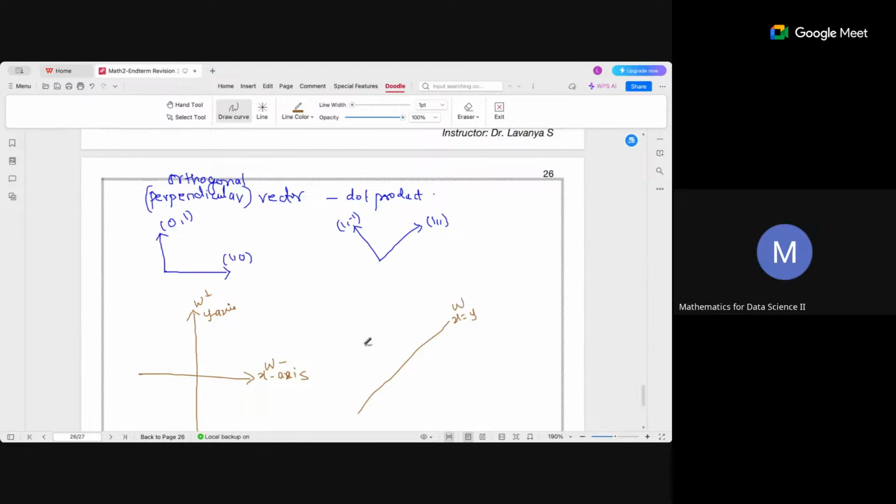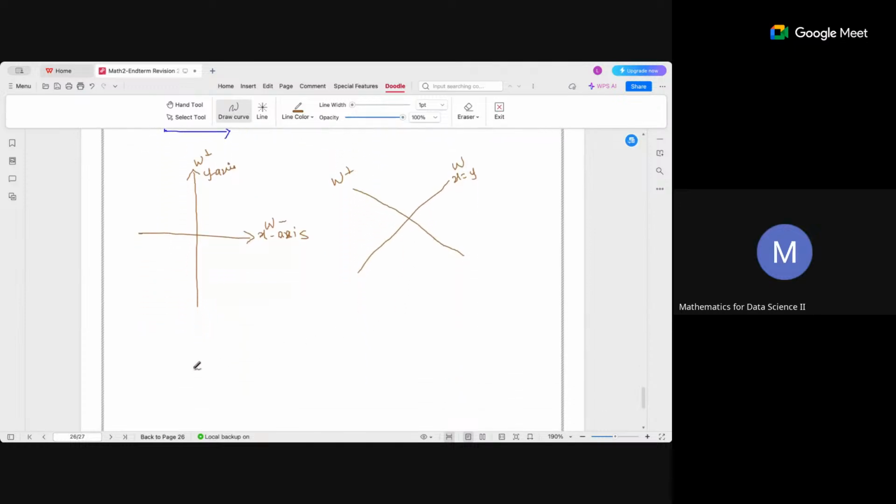Okay, this is your W, let us say. Then what is W perp? W perp is the set perpendicular to it, so you have x plus y is equal to 0. So x is equal to minus y. So in terms of R3, if you want to see, then what happens?